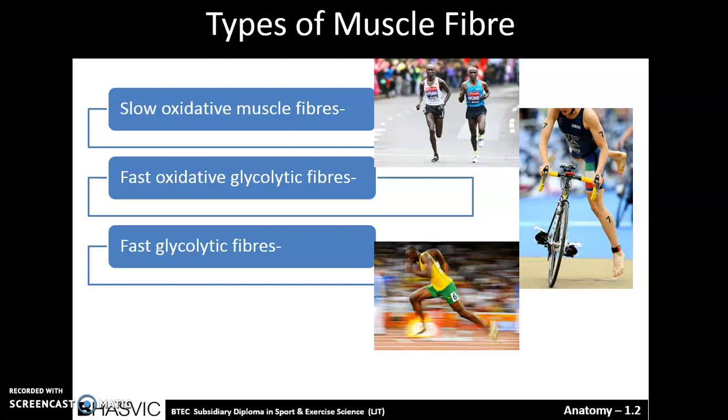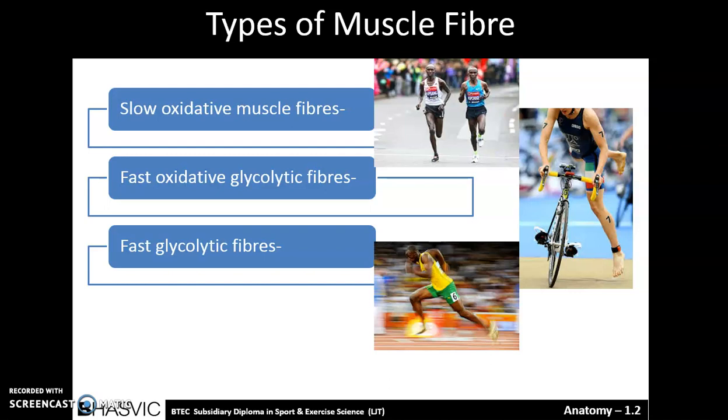Slow oxidative muscle fibres have lots of mitochondria. They have aerobic enzymes but no anaerobic enzymes. This helps them with their high duration but low intensity. Fast oxidative glycolytic fibres have some mitochondria. They also have both anaerobic and aerobic enzymes. This differs to fast glycolytic fibres, as fast glycolytic fibres have no mitochondria. They also only have anaerobic enzymes, which means they have no aerobic enzymes.